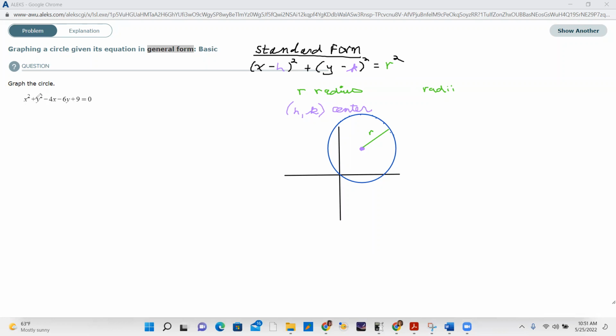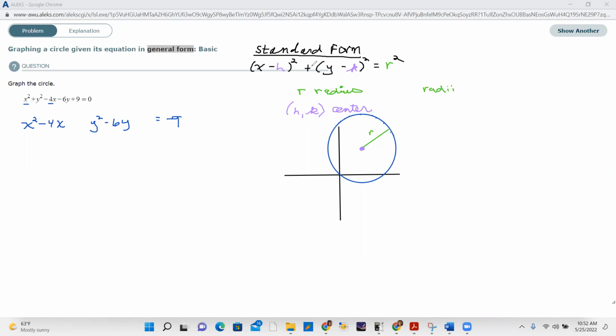So let's rearrange the terms on the left and let's group together the terms that have X's in them. And I'm going to leave just a little bit of space. And then I'm going to group together the terms that have Y's in them. And I'm going to leave a little space. And I'm going to put the constant on the other side. See, it's starting to look more and more like the standard form. I've got X stuff. I've got Y stuff. And then I have a number on the right.